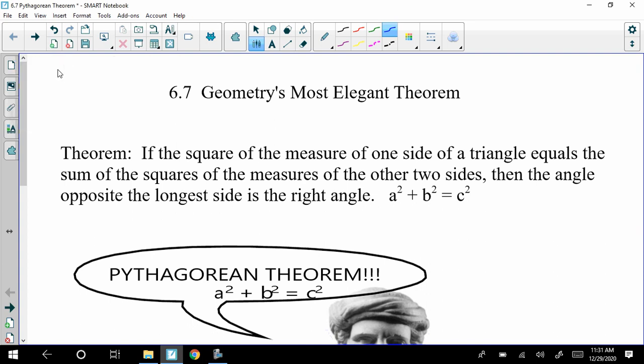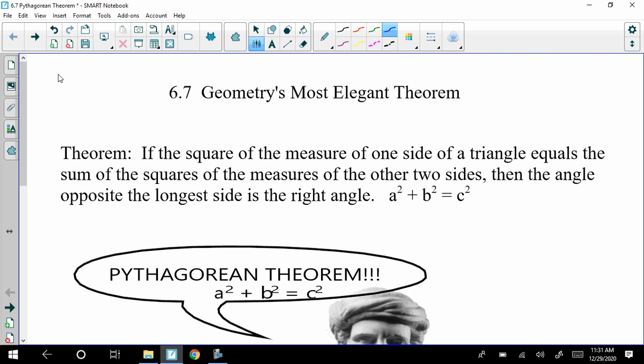Today we're going to talk about one of the most important theorems in all of mathematics. This is the Pythagorean theorem. You've probably been exposed to this in the past, but we just want to go through this, make sure that everybody's on the same page and that we know how to apply the Pythagorean theorem. We are going to be doing this a lot over the next few weeks. So it's very important that we know how to do this.